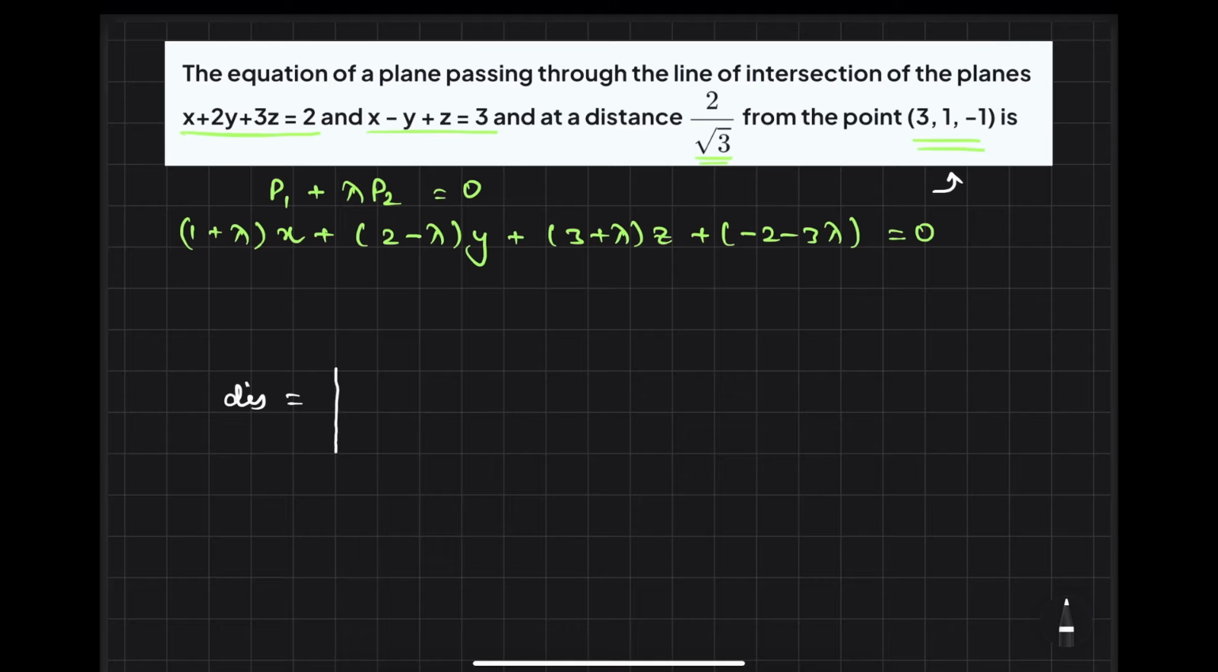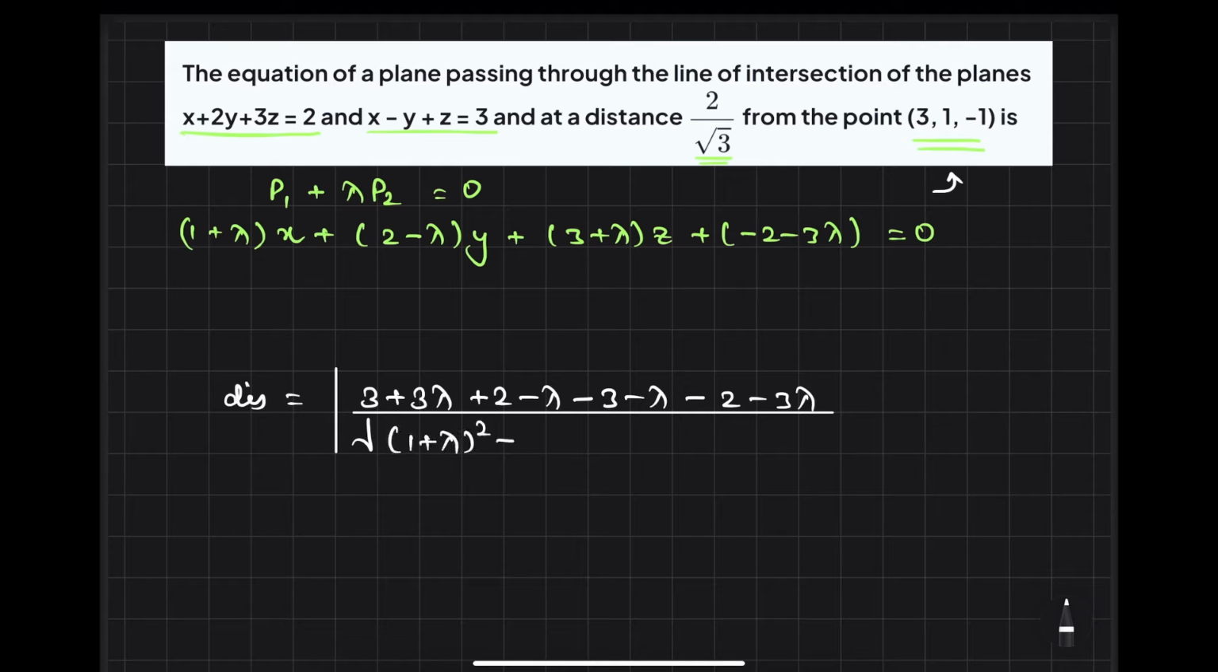So we will be having: substitute 3 in place of x, so 3 plus 3 lambda. Substitute 1 in place of y, so 2 minus lambda. Substitute minus 1 in place of z, so it is minus 3 minus lambda. And then write down your constant component, minus 2 minus 3 lambda. So this is your point satisfaction upon root under a square plus b square plus c square: 1 plus lambda square, 2 minus lambda square, 3 plus lambda square. So this is the thing.